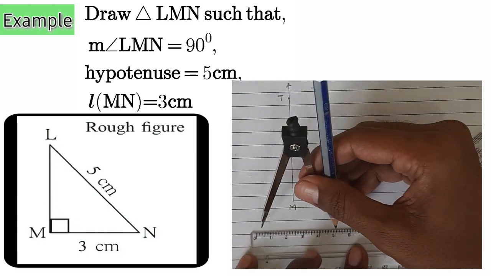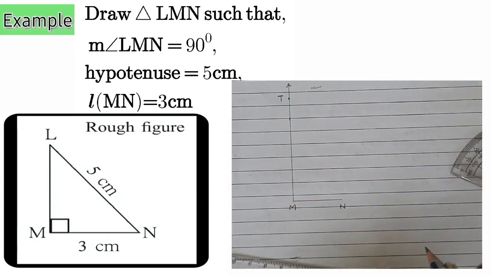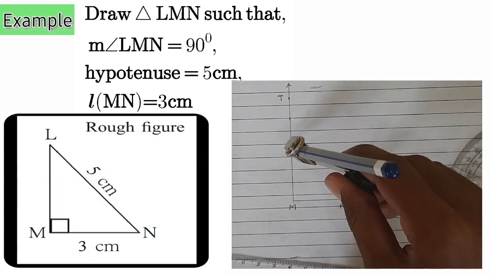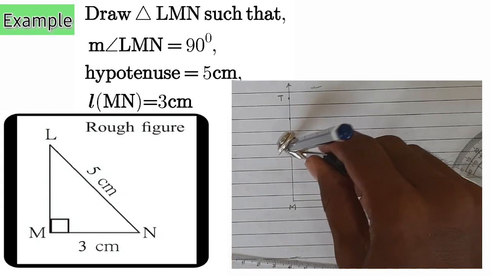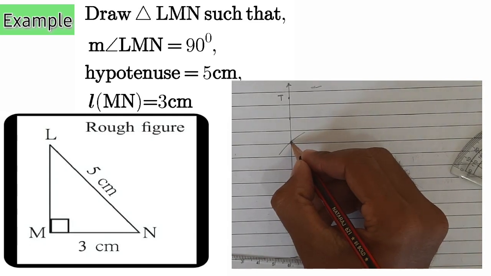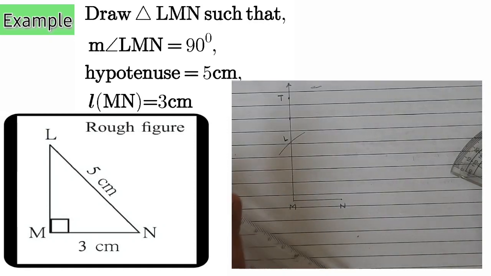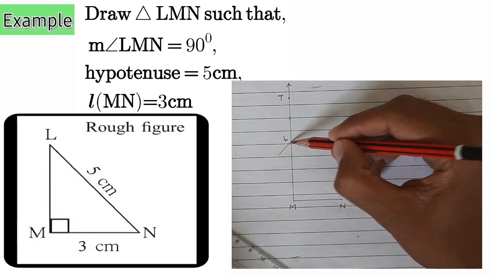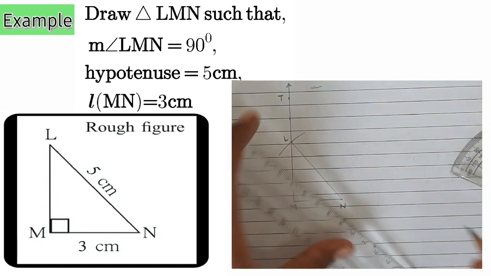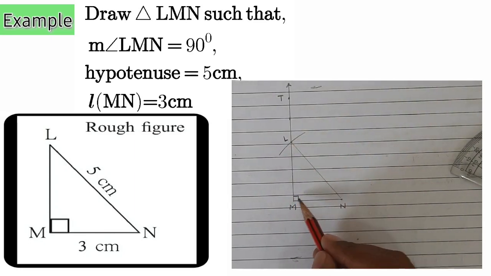Now open the compass to 5 cm and with the point at N, draw an arc to cut the segment MT at L. Name the point of intersection as L and now join the point L to N. This is our construction, right angled triangle LMN.